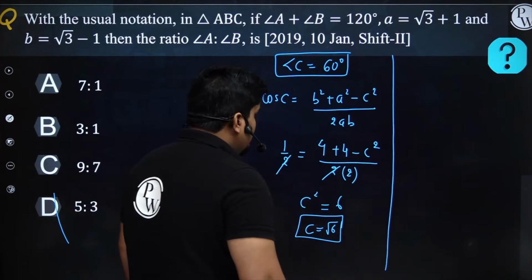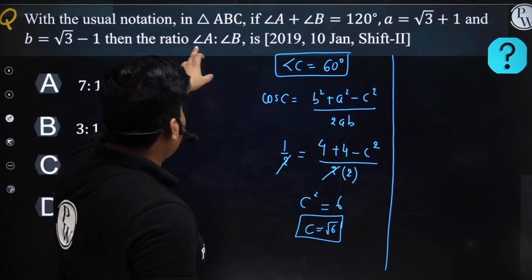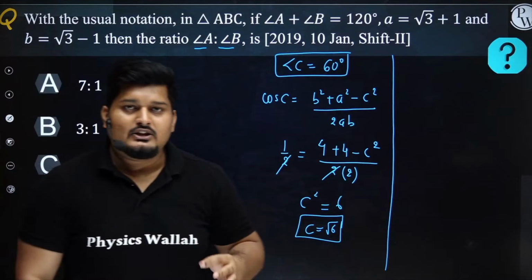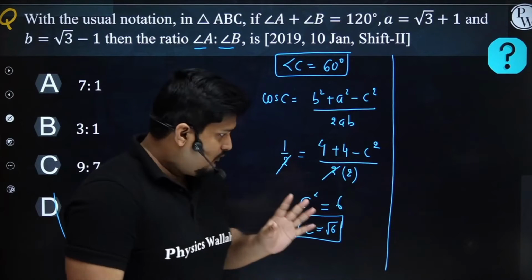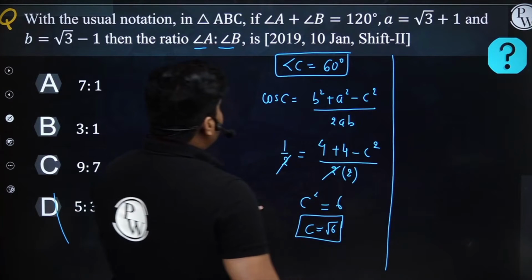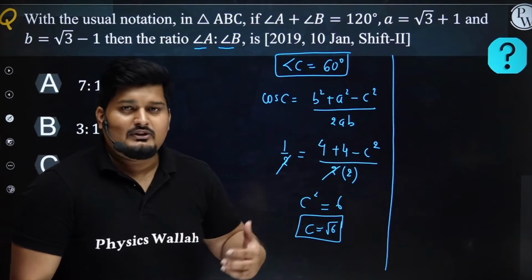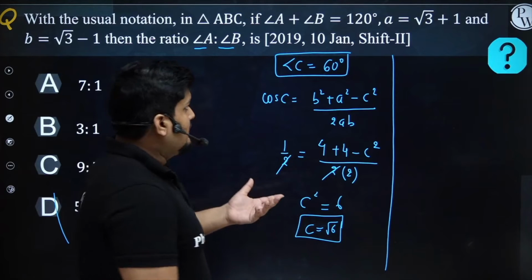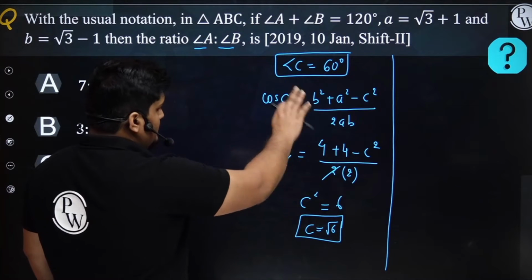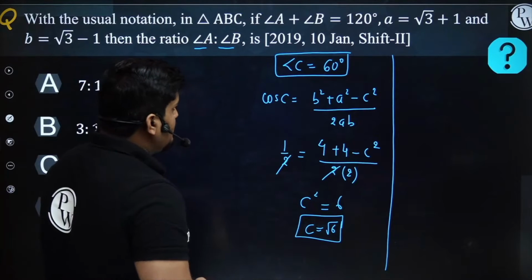Now what can we do? We need to find out angle A divided by angle B. What is the A to B ratio? Now for that, guys, what can we find out? We already have side c, so we can find out one other angle, right? So what should we use here? We can use the sine rule.